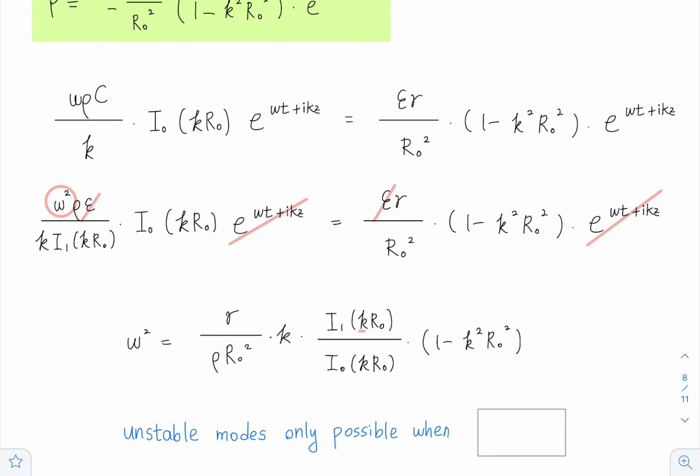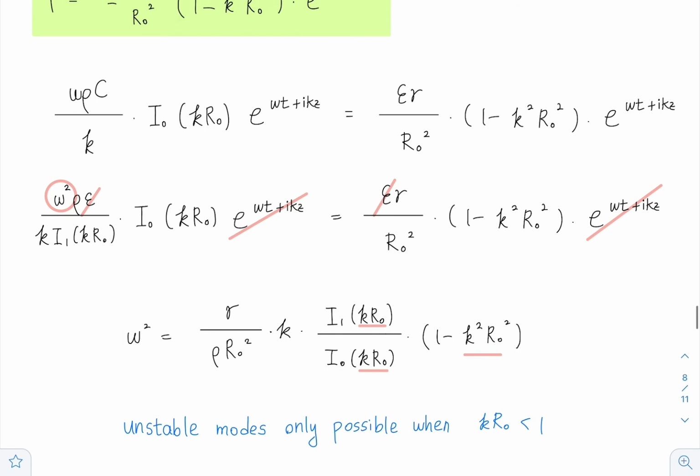So you can infer that there is a kr0 here, there is a kr0 here, and there is a kr0 here. So kr0 is going to be a very important term when we are trying to write a function or graph, or trying to find the relationship between omega and k. Everything is going to be expressed in terms of k times r0 from now on. Another important fact is that unstable modes are only going to be possible when kr0 is smaller than 1. So we will not consider cases when kr0 is larger than 1. That's just from mathematics, from unstable modes, differential equations.